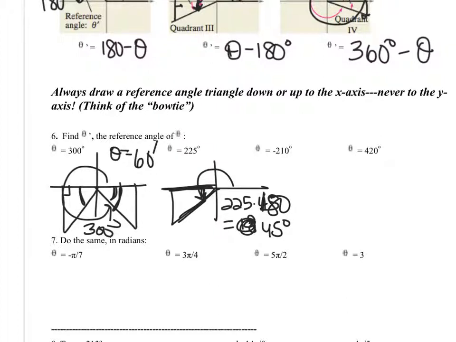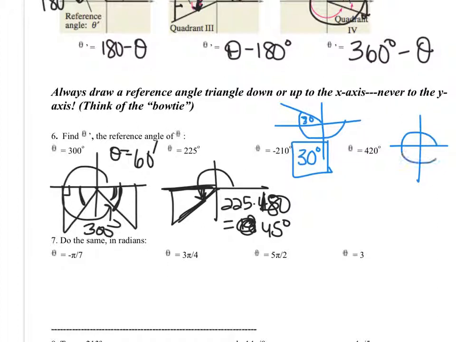Now, if I want to find the reference angle for negative 210, I would go backwards 180 and then a little more to get me to negative 210. How much more? That would be 30 degrees. So that's the reference angle here. You always make a reference angle positive. And then for 420, you go around a full 360 degrees, and then what's left over? That's your reference angle, 60. So it's whatever is formed by the terminal ray and your x-axis.